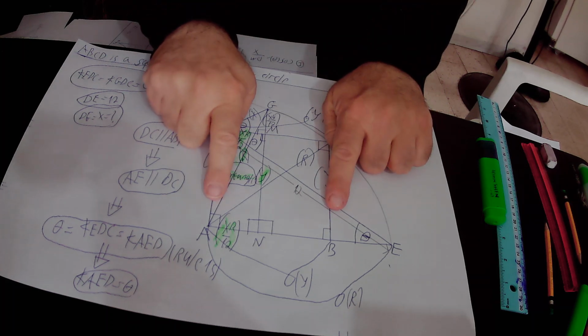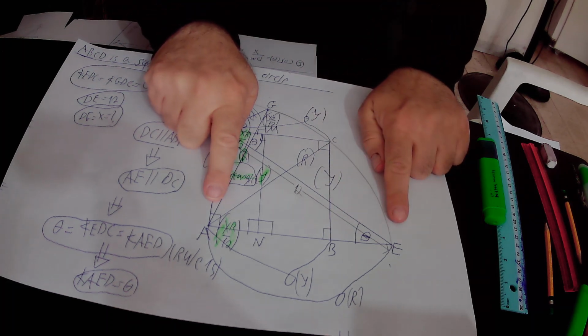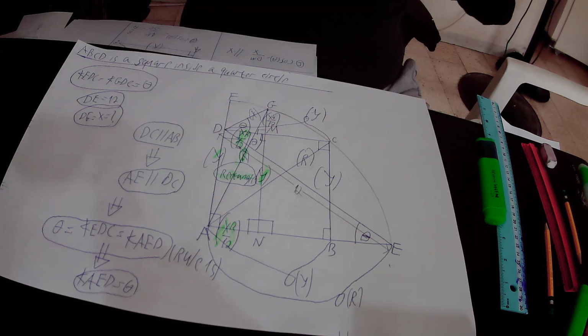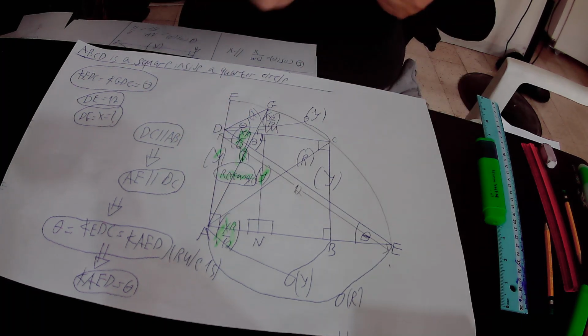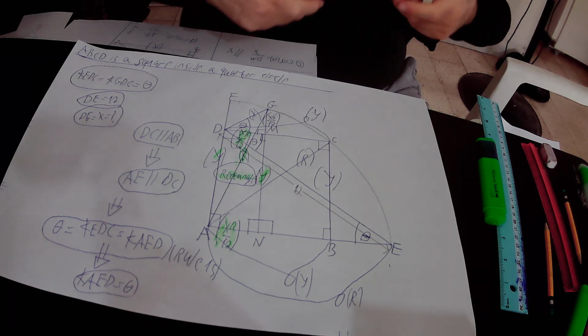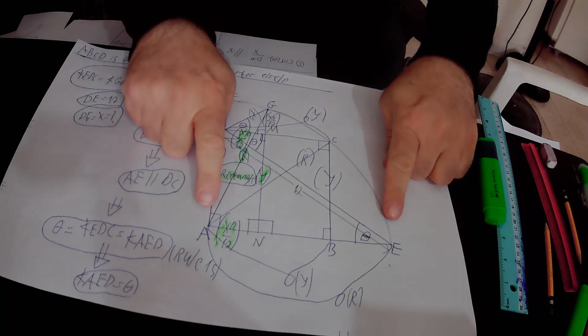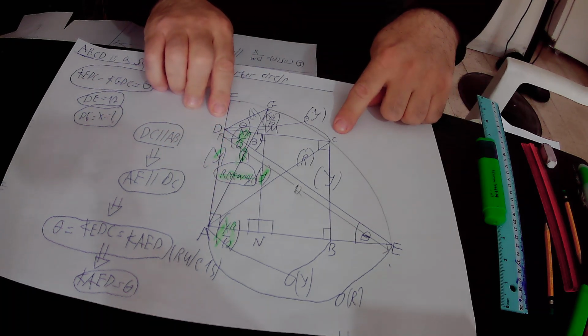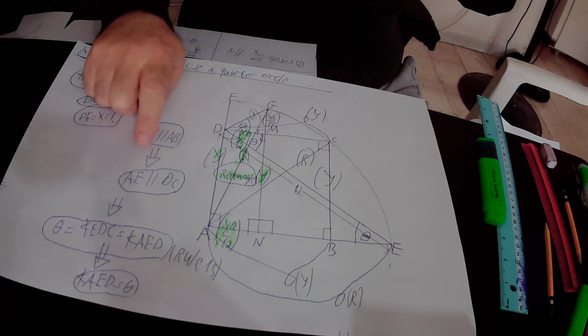But side AB is part of the straight line AE. And we know that if a part of a straight line is parallel to another straight line, then the straight line itself must also be parallel to the other straight line. And therefore the straight line AE must also be parallel to DC.